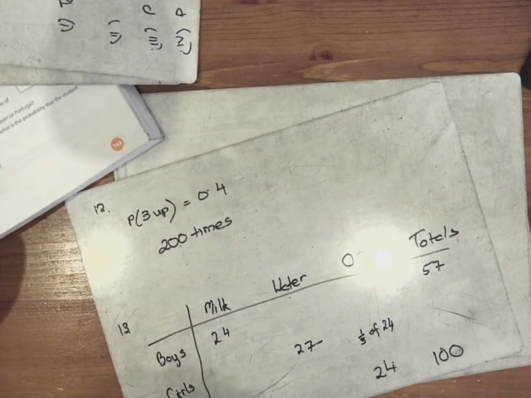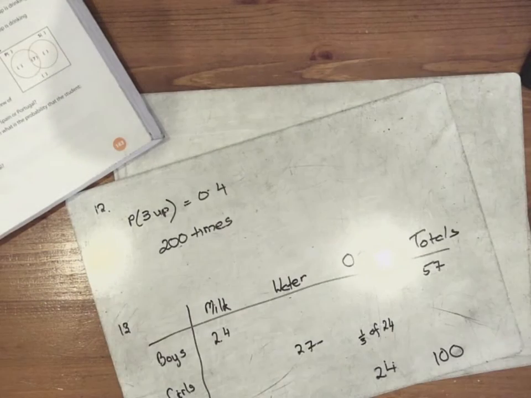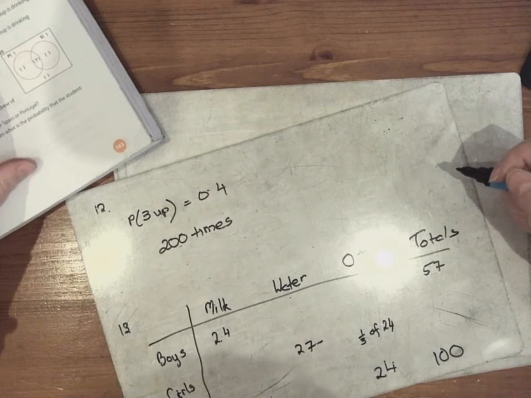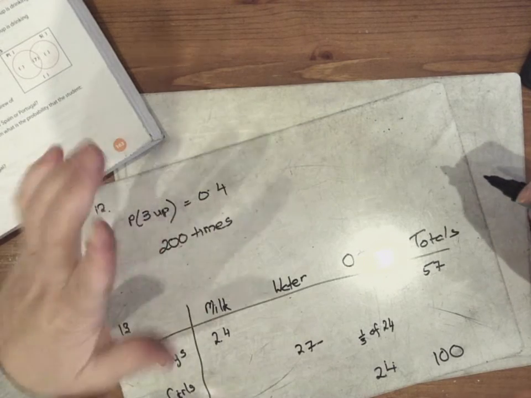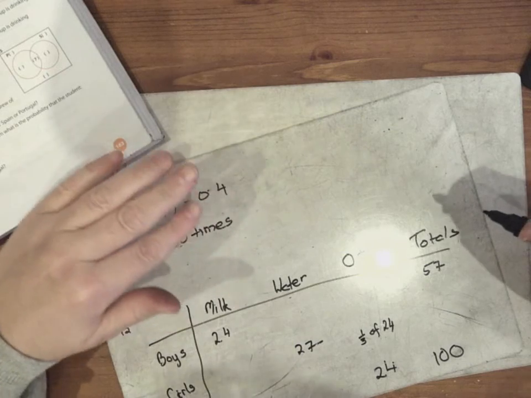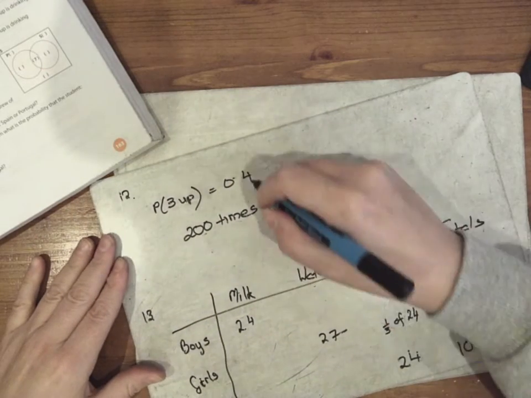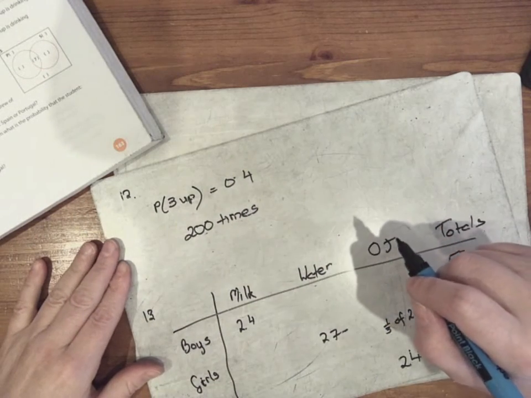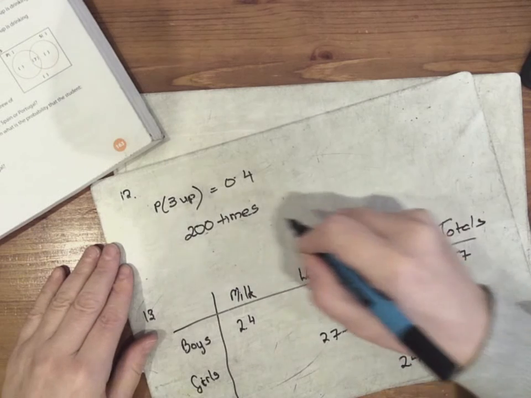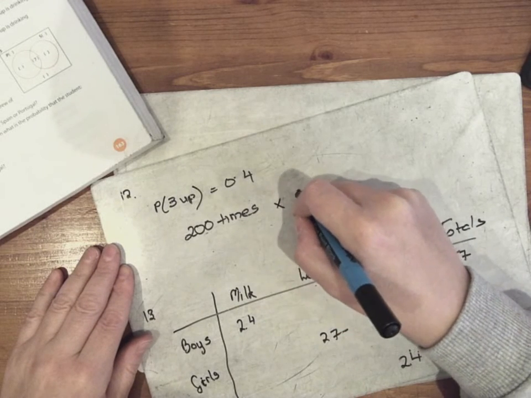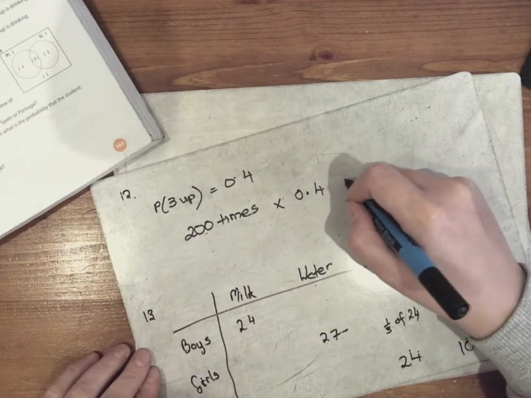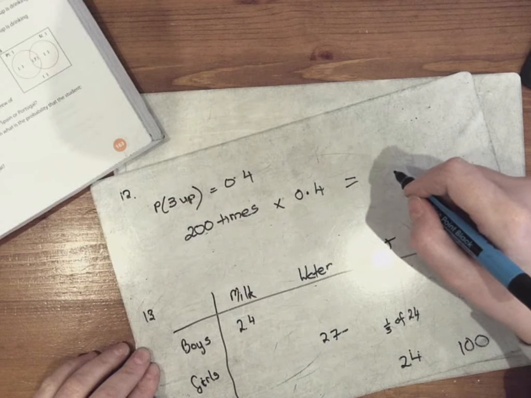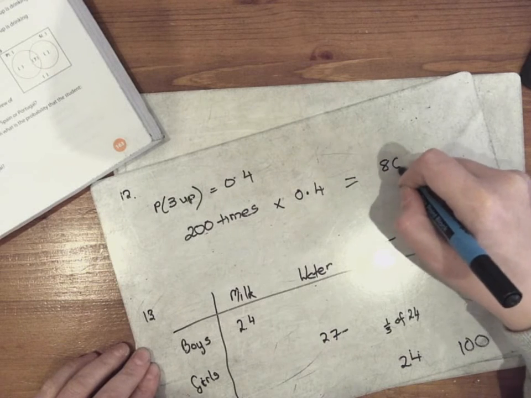So number 12 reads, the probability that a biased die, bias means it's not fair, will land on a 3 is 0.4. So normally we've seen probability written as a fraction, but it can be written as a decimal as well. Okay, Mark rolls the dice 200 times, so you would expect to get a 3 0.4 of the time, because that's what it says it's going to be. So you just do 200 multiplied by 0.4, which would be 80.